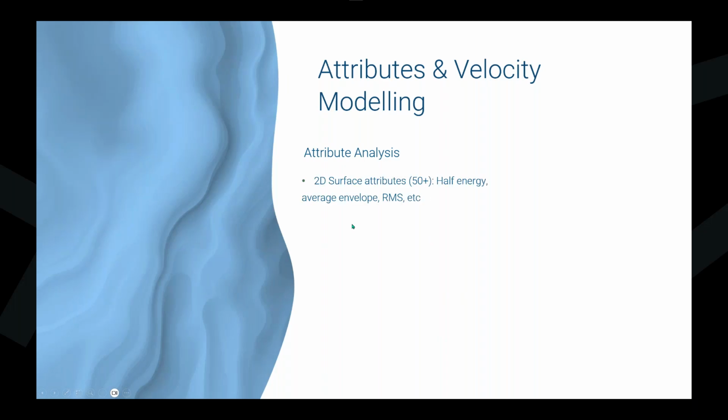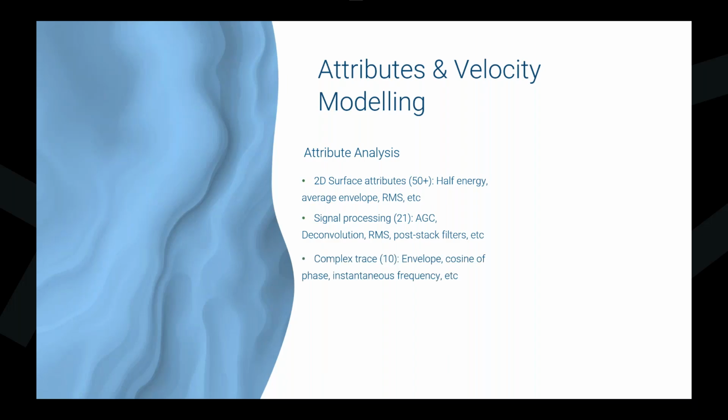Attribute analysis, as I mentioned before, we do have a good library of 2D surface attributes, over 50 of those, and you can have a look at them. We have the half energy, average envelope, RMS, etc. There's 50 of them. We also have 3D volume attributes, signal processing, for example. We have 21, and here are just some examples. AGC, the convolution, RMS, a good collection of post-stack processing filters, etc.